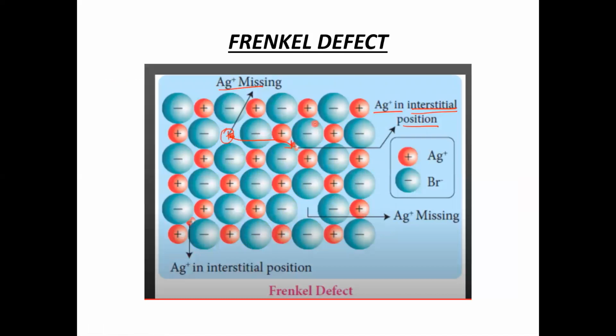Next one is the Frenkel defect. Here the cation is missing from its place, so that ion is settled in the interstitial position, that is the voids. We call it the interstitial position here. That ion is settled in the interstitial position, and that is the Frenkel defect. In the Frenkel defect, there is no change in the density.